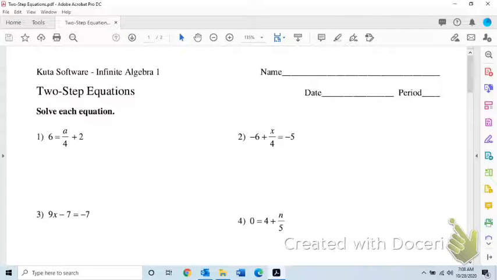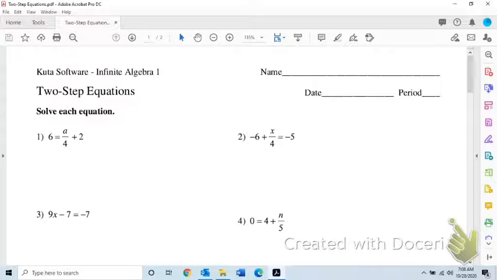So, number one, if you're just letting it play through, which is absolutely 100% okay, dependent on where everybody is, give everyone a couple minutes to try number one, and then go ahead and hit play.